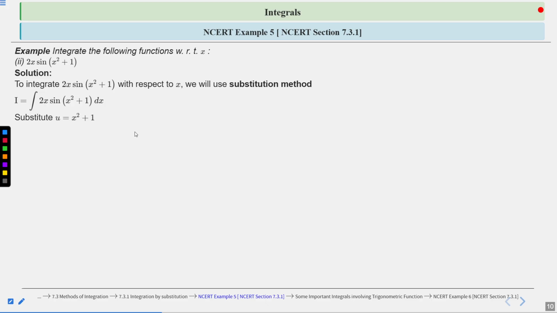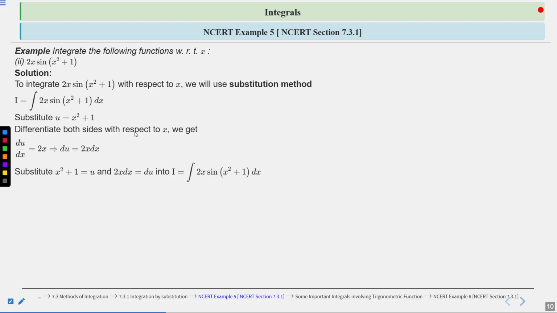Now we can substitute u is equal to x² + 1. Differentiate both the sides with respect to x, we get du/dx will be equal to 2x. Therefore, we can say that du will be equal to 2x dx.